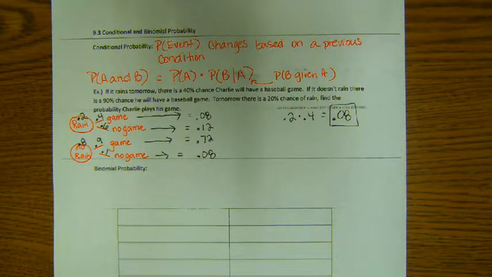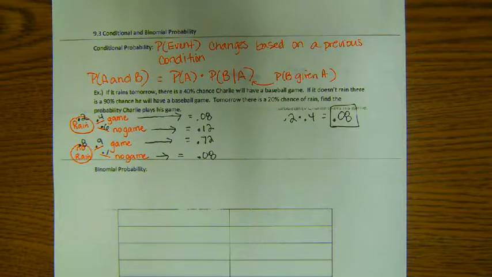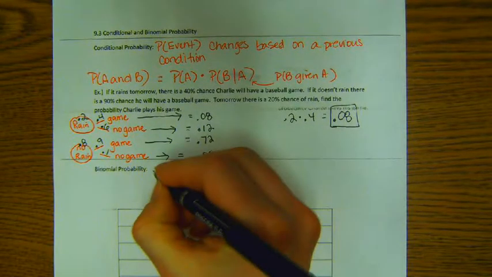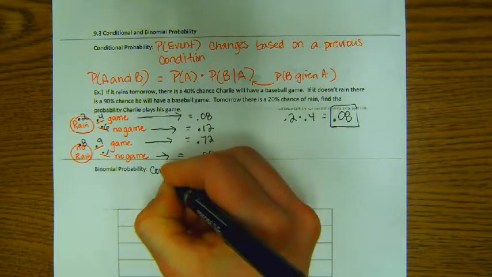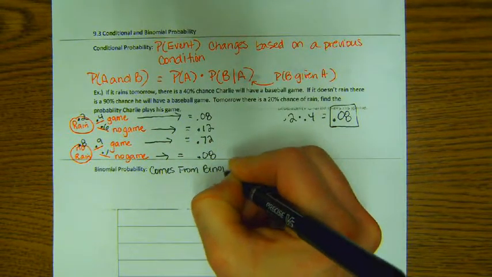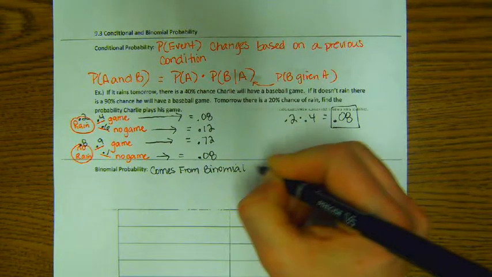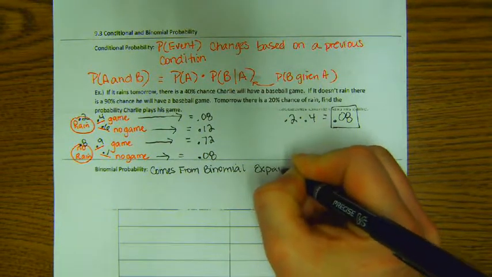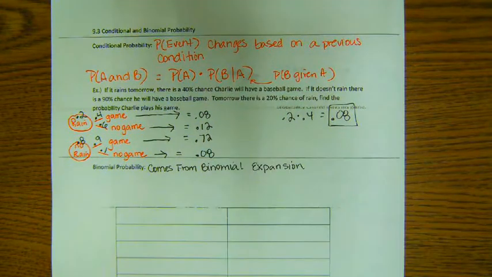Binomial probability is only a certain kind of probability. It is based on, or comes from, binomial expansion. Do you remember how we found the coefficients a couple days ago when we were expanding binomials? What did we do? We used combinations to do that. So binomial expansion is going to involve some combinations, and I'll explain why.